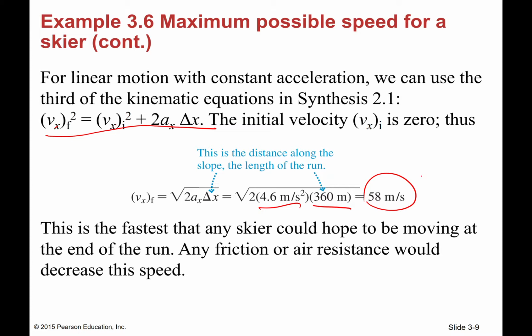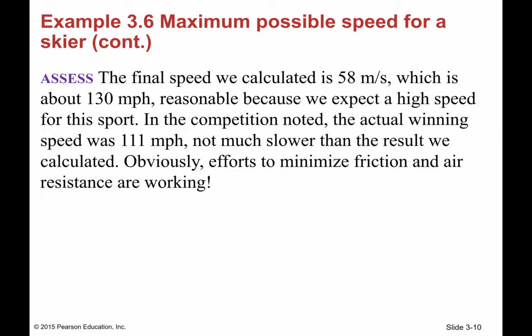However, this is only true if there was no friction or air resistance. In real life, the skier is going to have some air drag and some friction from the skis, and that's going to decrease the speed. So this would be the final speed in ideal conditions. A final speed of 58 meters per second gives you 130 miles per hour. But it's going to be less than that because of friction and air resistance.